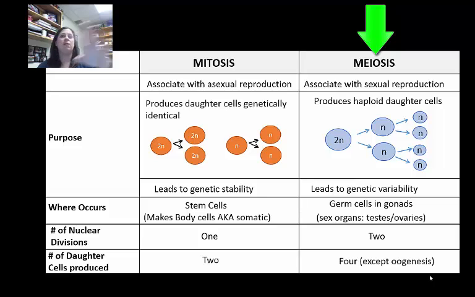This is going to be one of those matching questions that says, in this process, there are 2 nuclear divisions. Well, that would be meiosis. It might say this process leads to genetic stability. That would be mitosis. This process makes 2 daughter cells. That's mitosis. So you can see how this is going to be used on your exam.